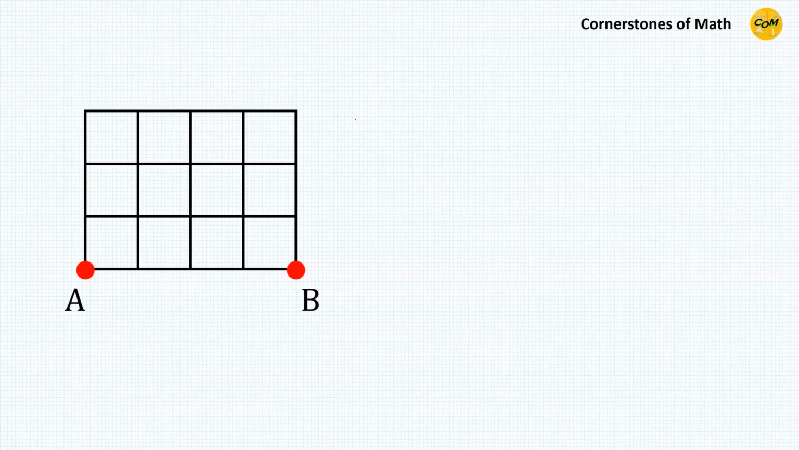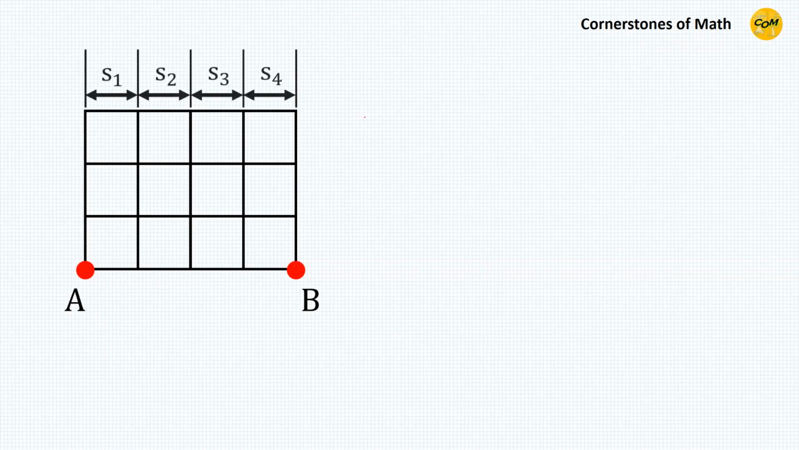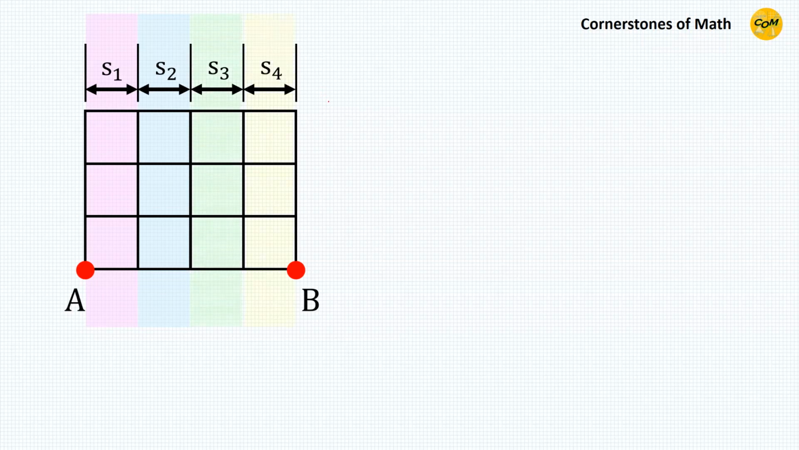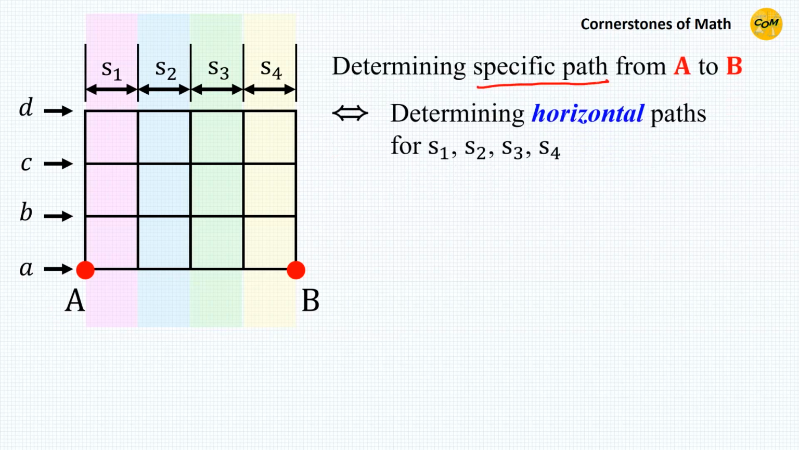Therefore, we can do the counting like this. First, let us divide the horizontal path in our grid into 4 sections, denoted as S1, S2, S3, and S4. In each section, there are 4 horizontal path segments at different y positions, denoted as A, B, C, and D. Then, the specific path from point A to point B can be determined if the horizontal paths are determined for each section, because once the horizontal paths are determined, we can simply connect these horizontal paths by creating vertical paths that either go north or south, since both north and south directions are allowed.